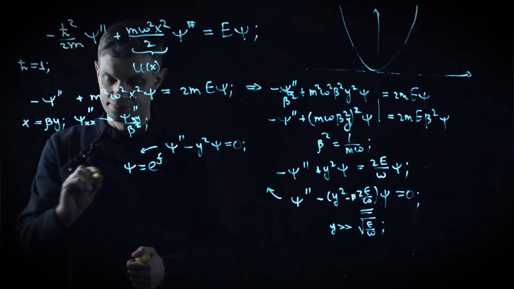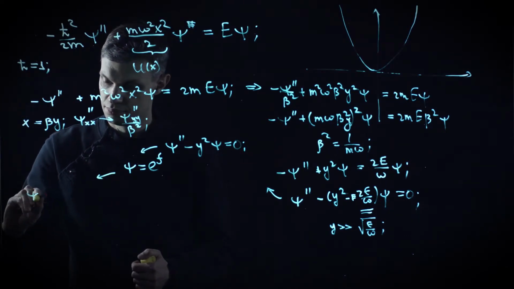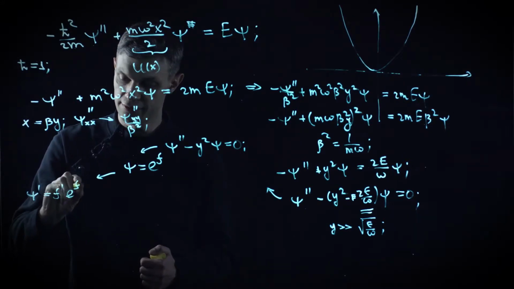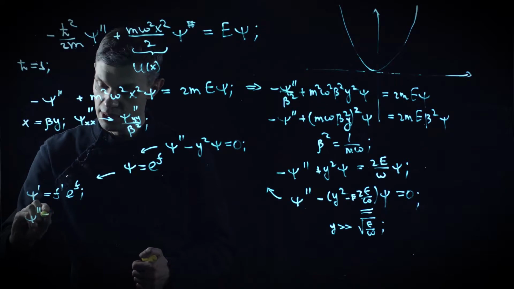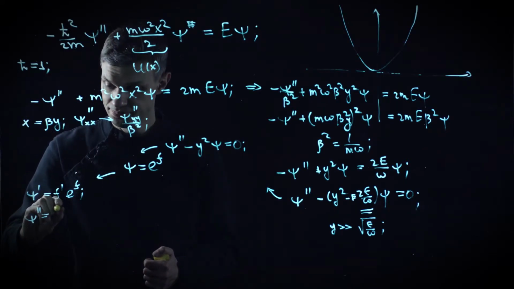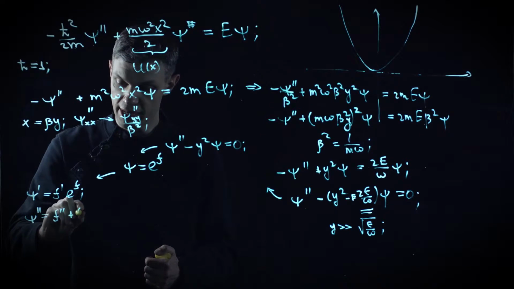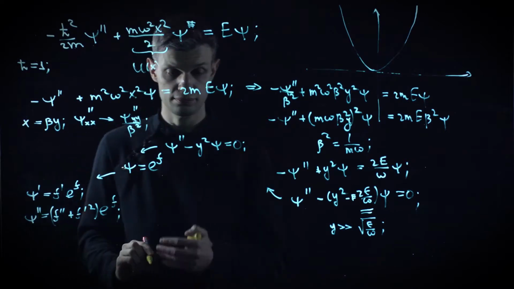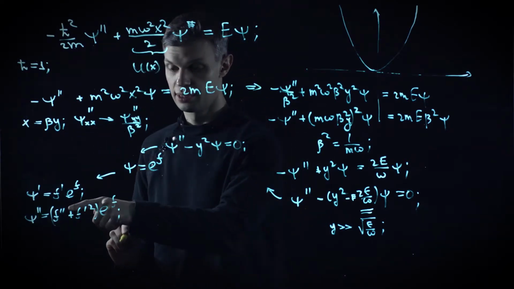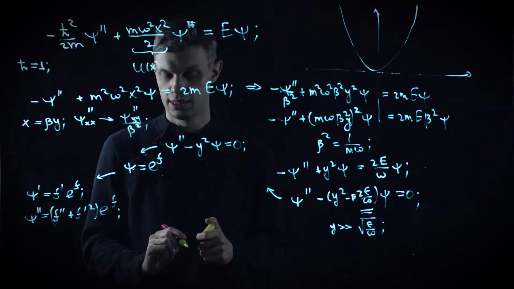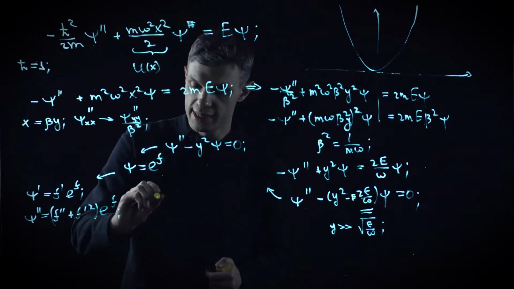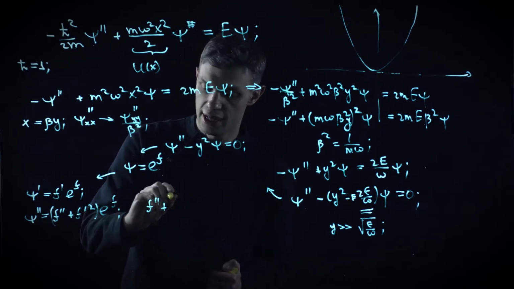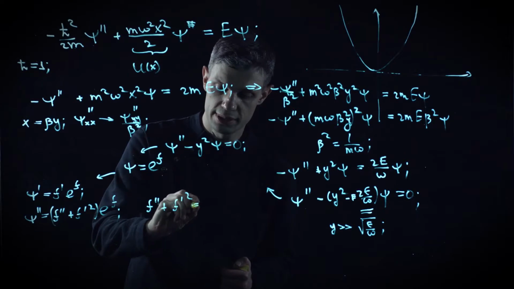So psi prime now becomes f prime times e to the f, and psi double prime becomes f double prime plus f prime squared times e to the f. And let's plug this into our simplified asymptotic equation. So now we get f double prime plus f prime squared equals y squared.